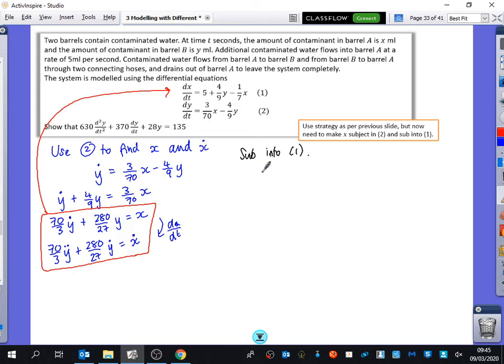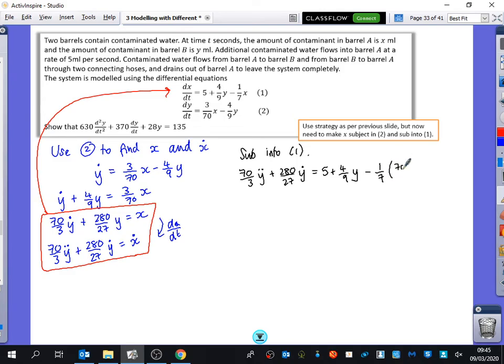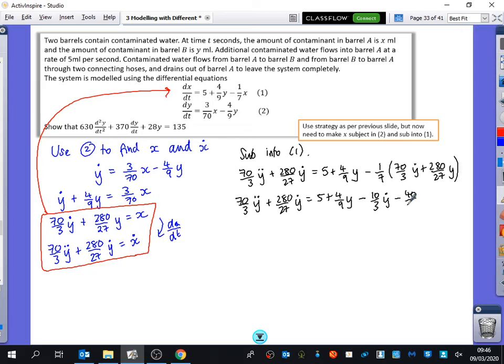So we get dx dt is this thing down here. So that's 70 over 3 y double dot plus 280 over 27 y dot equals 5 plus 4/9 of y. Oh, that's the one we want to leave, don't we, silly me? Because we want it in terms of y. Minus 1/7 of x, which is 70 over 3 y dot plus 280 over 27 y. I'm just going to take my time with this because it's going to be easy to make a mistake. Dividing it by 7. And then we'll get it all on one side, and then we'll do some division in a second.